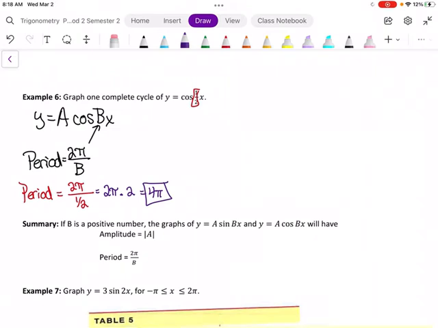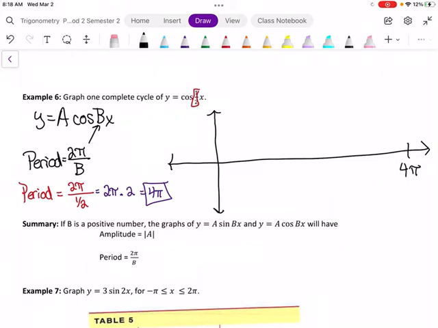Whenever your b value is a fraction like that, less than 1, your period is actually going to be getting longer. So it's going to be spread out more. So we're going to go all the way up to 4 pi. Half of that would be 2 pi. Half of 2 pi is pi. And that would mean this would be 3 pi.